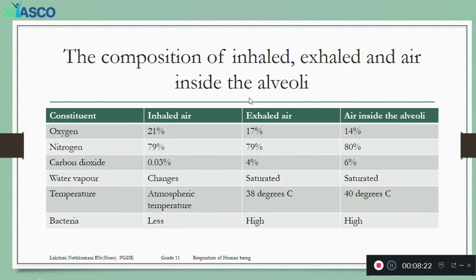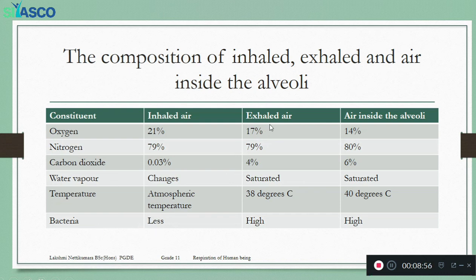If you look at the composition of inhaled air, exhaled air and air inside the alveoli, this is the way the composition is given. Oxygen is high at 21%, nitrogen 79%, carbon dioxide 0.3. These are the atmospheric composition. And water vapor, it cannot be said exactly, it changes. Temperature is atmospheric temperature. Bacteria count is less.